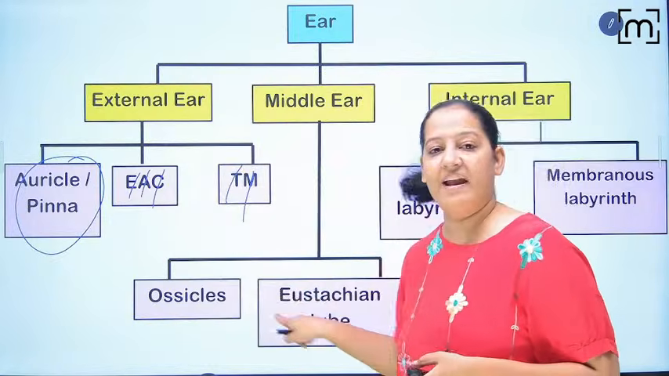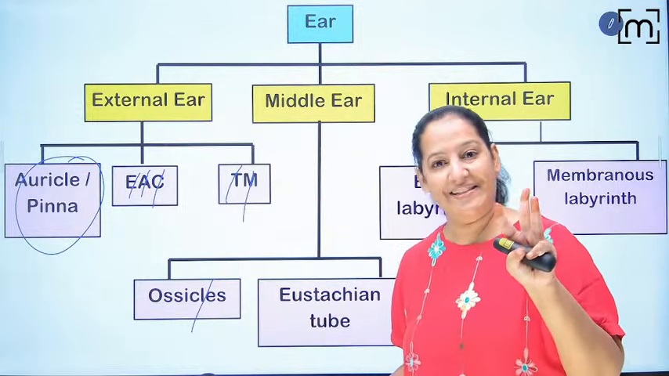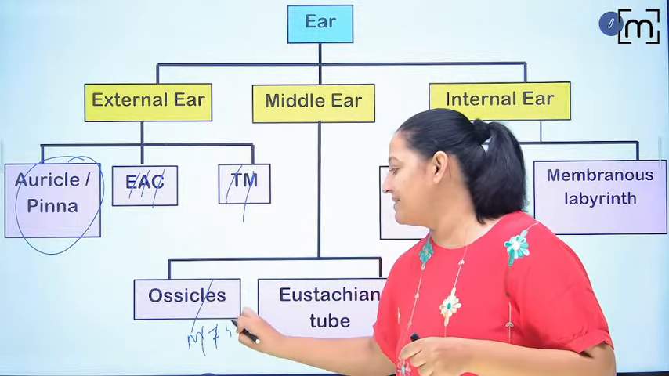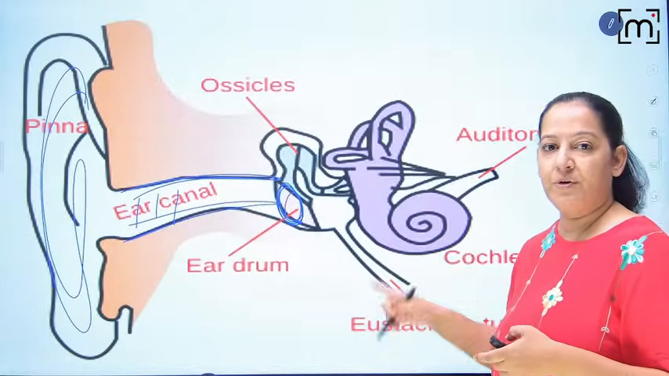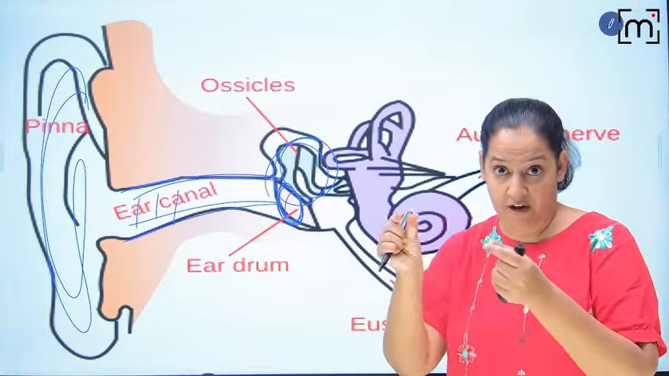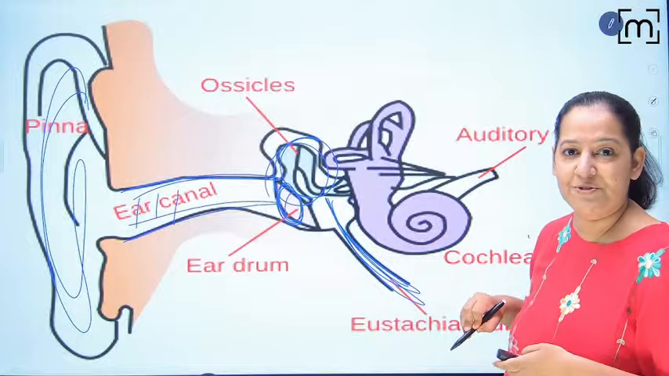Middle ear. Middle ear has only 2 things. What 2 things? The 3 ossicles: Malleus, Incus, and Stapes. You know the 3 ossicles. The mnemonic is MIS, M-I-S. Malleus, Incus, and Stapes. And eustachian tube. You can see it here. Can you see the 3 ossicles over here? I will show you all 3 one by one in the models. And you can see this is the eustachian tube.